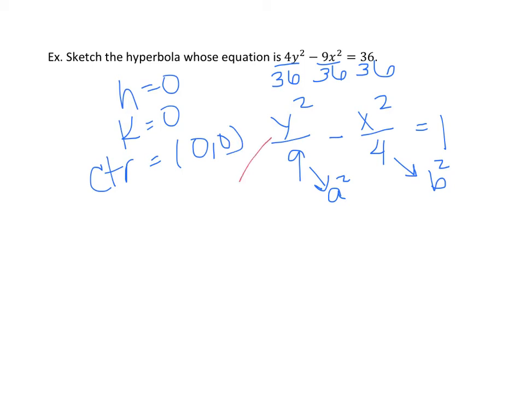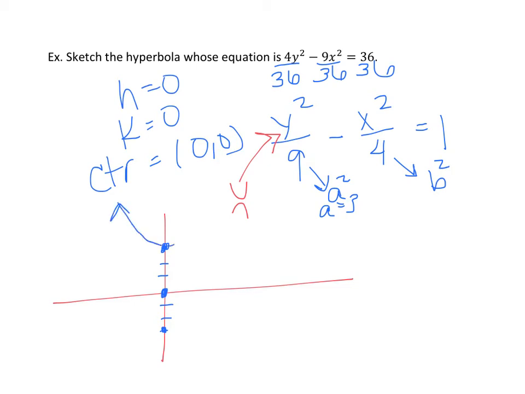Since my y is coming first, I know this hyperbola has to open up and down. So now we can sketch that out. I've got my center at 0, 0. It has to go up and down 3, since a equals 3, to get to the two vertices. And for a sketch of a graph, you don't need to put b in, you don't even need to put the foci in unless it's asking for it. This would be the sketch of this hyperbola.